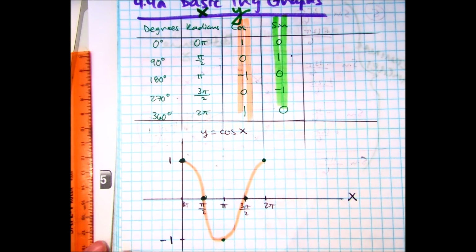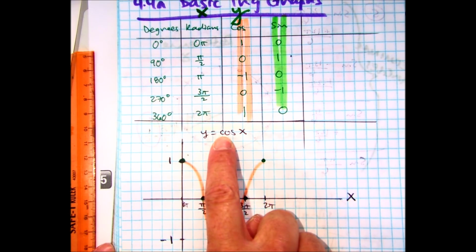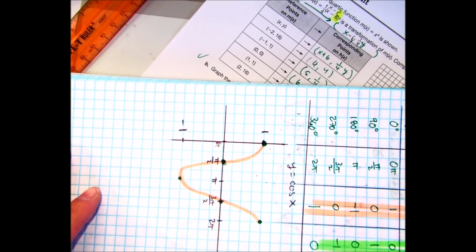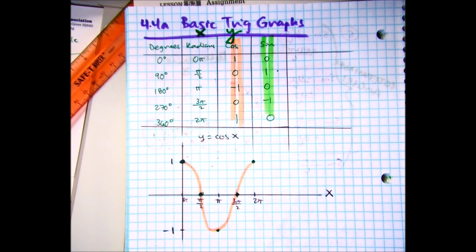Now how do I remember this graph? Cosine starts with what letter? C. I know it's like a C. It's like a bucket. And then we're going to talk about the parts of the graph, including the period, amplitude, and frequency.